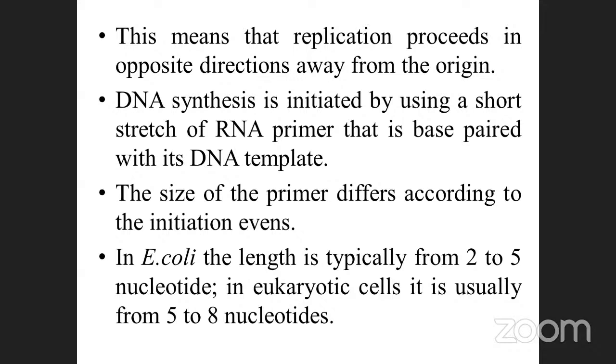In E. coli, the length is typically 2 to 5 nucleotides. In eukaryotic cells, it is usually 5 to 8 nucleotides. Sometimes they may ask the question: RNA primer differs in size in prokaryotes and eukaryotes. Prokaryote, how many nucleotides? 2 to 5 nucleotides. Sometimes they may ask directly about E. coli, mentioning the name of the organism. E. coli contains how many nucleotides? 2 to 5. And in eukaryotes, the primer is 5 to 8 nucleotides.